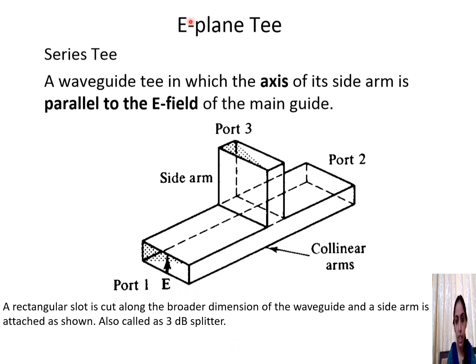And why is the name indicated as E-plane T? Because here the axis of the side arm is parallel to the electric field of the main waveguide. So if the electric field distribution of the main waveguide is as shown here, the axis of the side arm, that is port 3, will also have its electric field distribution parallel. So the electric field distribution will be parallel with respect to that of the main waveguide. That is why it is called an E-plane T.